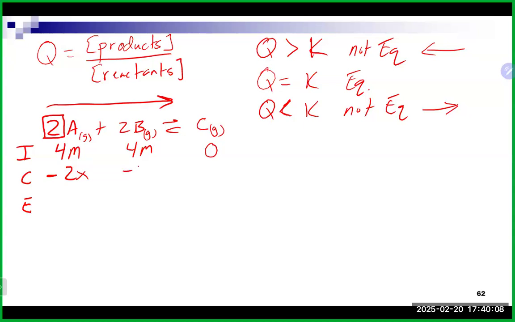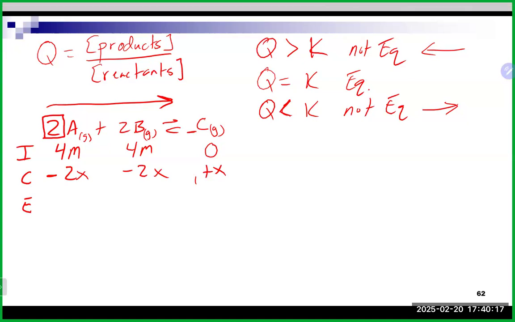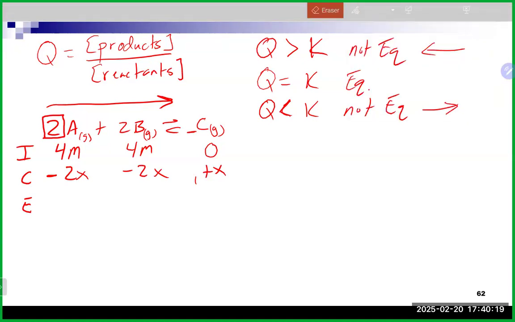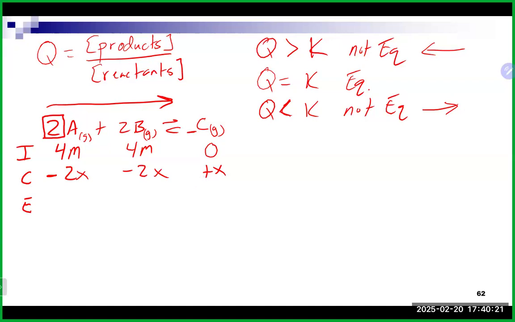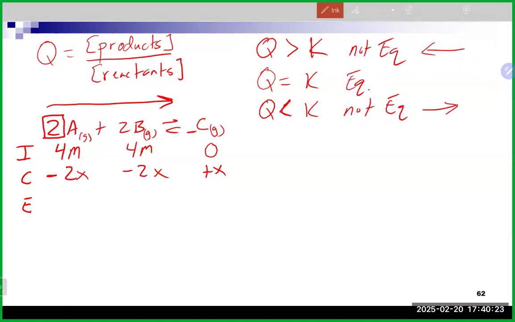Here we have our minus 2x, and here we don't have a coefficient, but it is a product, so it should be increasing with time, and you would have a plus x on that side. And then what we would do, obviously, for our equilibrium line is simply carry down everything.